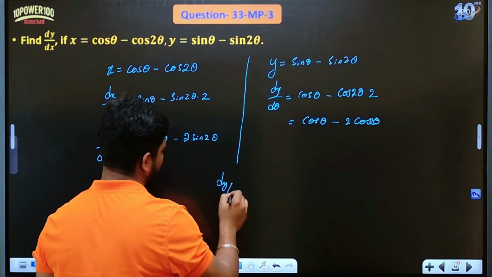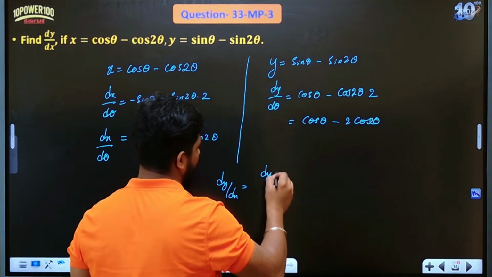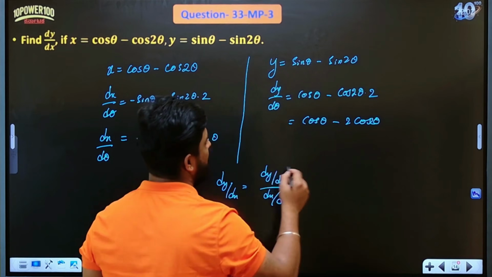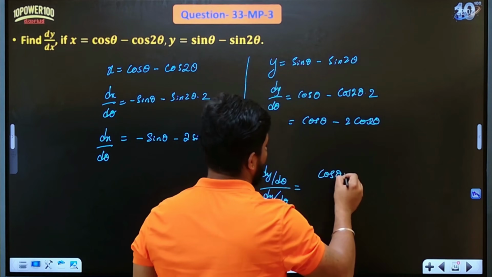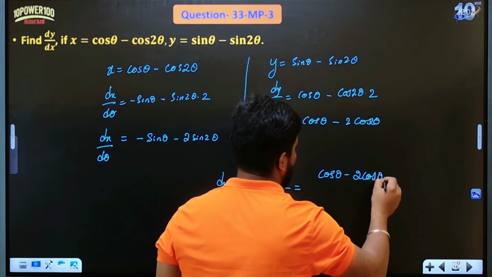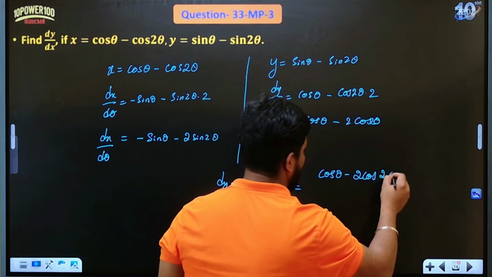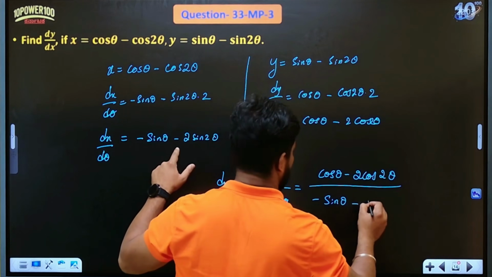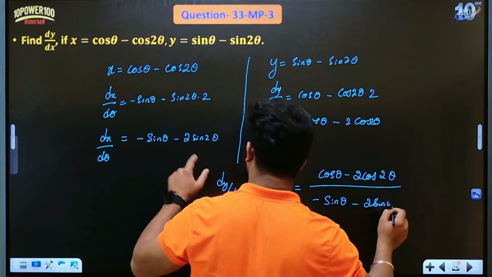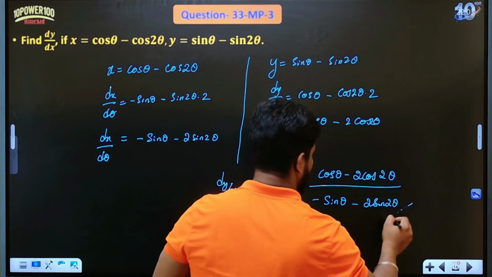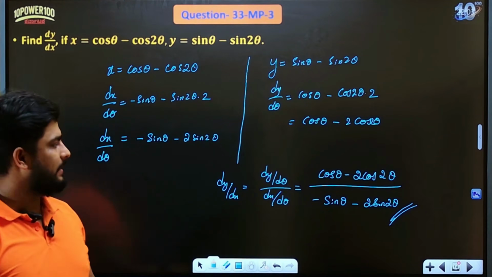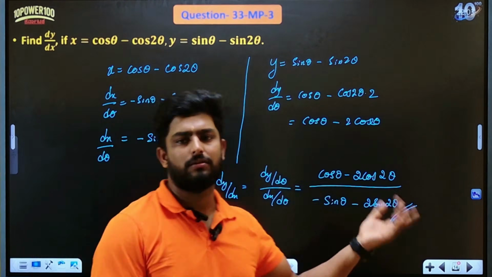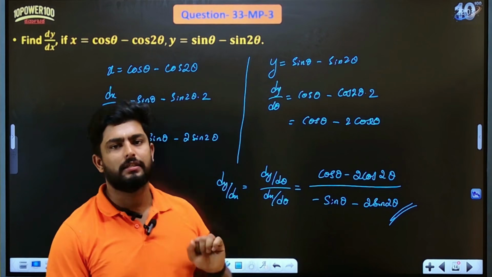So dy by dx is equal to dy by d theta divided by dx by d theta. So dy by d theta is nothing but cos theta minus 2 cos 2 theta, and this one, minus sin theta divided by minus sin 2 theta. So this is the final answer, children. So this is more than enough. Okay, don't solve further because there is no need. If you solve further, it's just a headache. So for 3 marks this is more than enough.